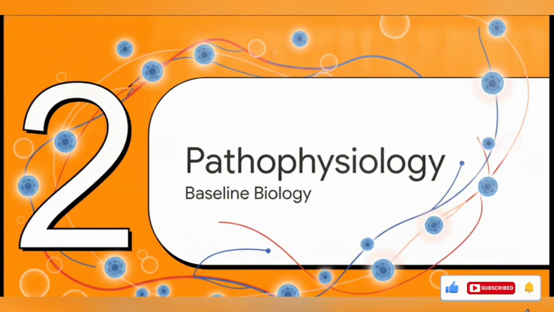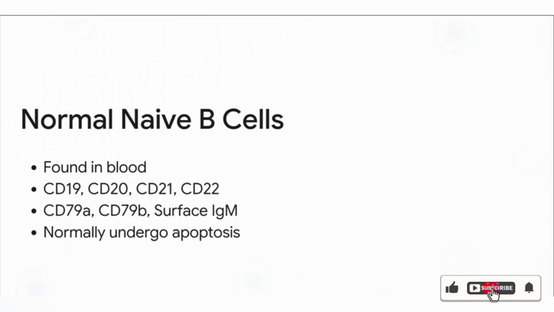Section 2. Pathophysiology of CLL. So, what normally happens to a naive B cell? Let's quickly review the baseline biology. To understand why CLL happens, think about a naive B cell circulating in the blood. Under normal physiology, these naive B cells express a very specific set of markers. Notice these: CD19, CD20, CD21, CD22, along with CD79A, CD79B, and surface IgM. ये उनकी normal identity है. It's like their ID card. And normally, उनकी life cycle खत्म होने के बाद, they undergo apoptosis, right? Programmed cell death. Simple enough.